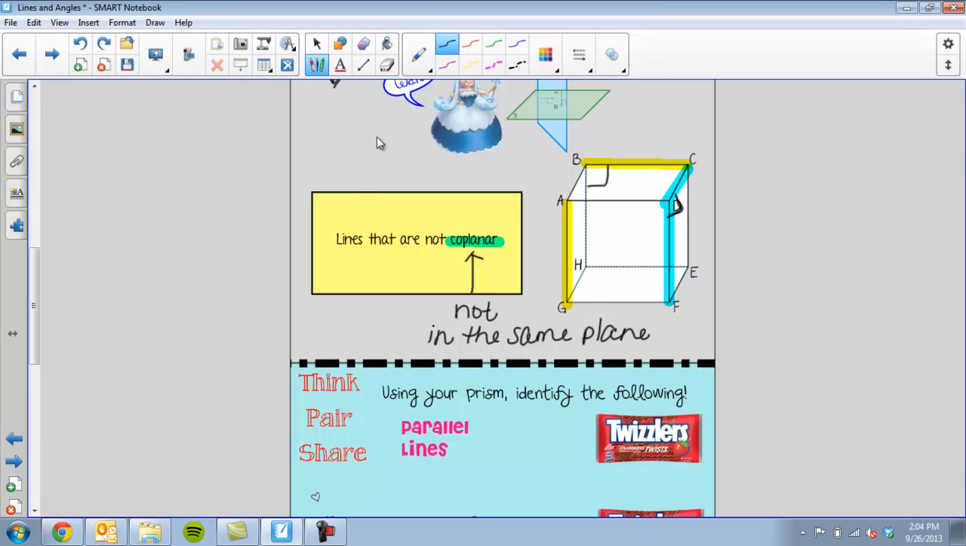Now, I am emphasizing the next point. It is very important. Do you see this line and this line? So I'm talking about line BA and EF. What do you think would be true about those two green lines?